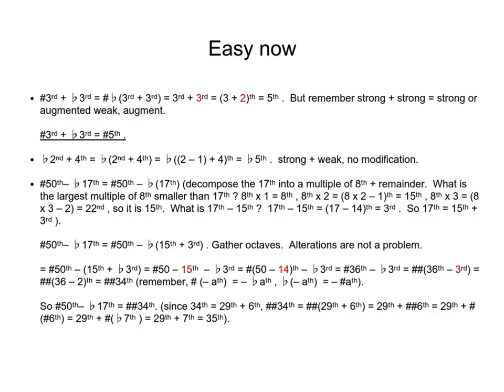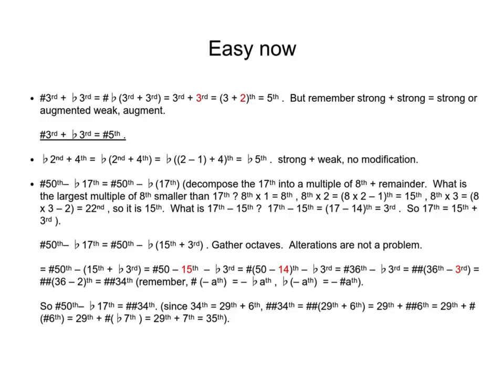minus a diminished third, which is an augmented 36th minus a diminished third, which is a double augmented 36th minus a third. You remember the property that if you take the diminished away and you put it in front of a negative sign, you get an augmented symbol. So you get a double augmented 34th from that, and you remember that property. You could look at the properties video if you don't remember that. So an augmented 50th minus a diminished 17th is equal to a double augmented 34th.